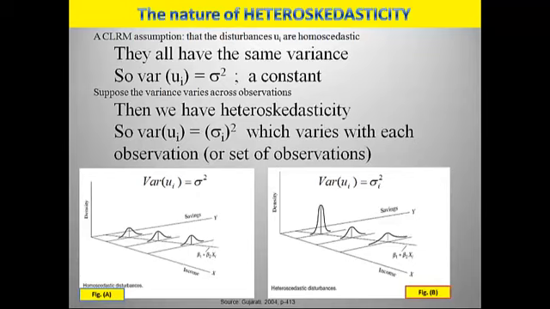But suppose the variance varies across observations. Then we have heteroskedasticity. It means variance is not constant over observations. So we can see at our left in figure A, the variance of ui is equal to sigma square. It means the variance is constant throughout the distribution. So this is homoscedastic disturbances. At our right side in figure B, the variance of ui is equal to sigma i square. It means variance is not constant, so the problem is heteroskedastic disturbances.